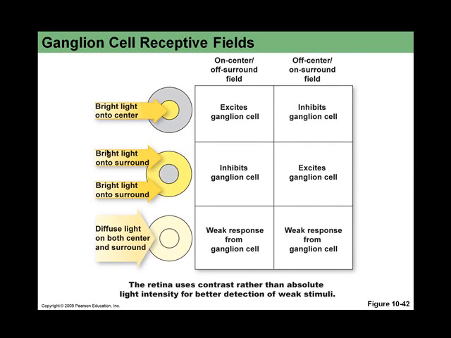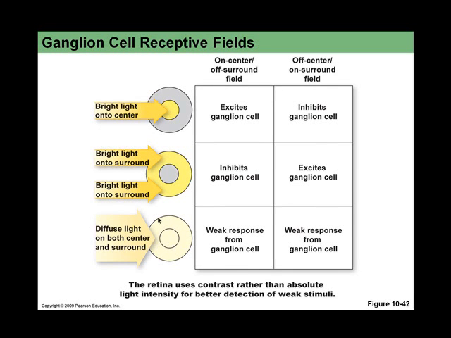And then there's a bright light. If the bright light is on the surround, then for the on-center off-surround, it'll be off for the surround. It inhibits the ganglion cell. And for the off-center on-surround, it's going to excite it because it's on the surround. I know that gets pretty confusing, but you need to think about it a bit, and maybe writing it out or illustrating it will help you.